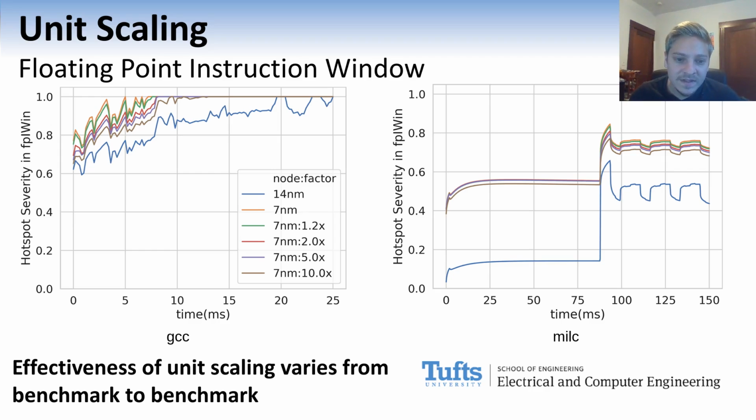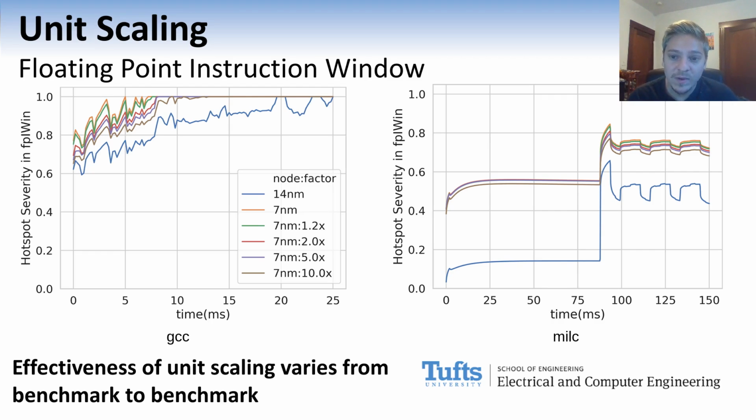Each one of these series is a certain node at a certain scale factor. The baseline 14 nanometer node is shown in blue here. And the others are the 7 nanometer processor with the floating point instruction window scaled by some factor from 1x all the way up to 10x. What you'll see here is that we were able to reduce the hotspot severity in the floating point instruction window by scaling the area up.